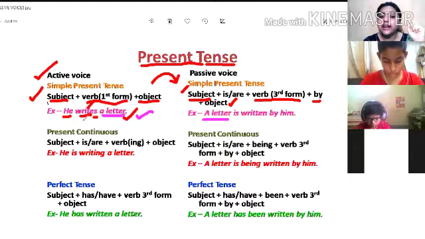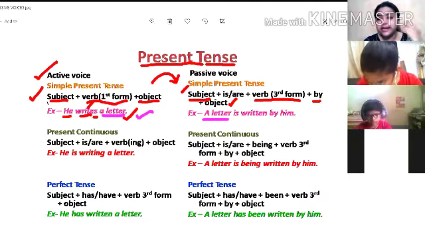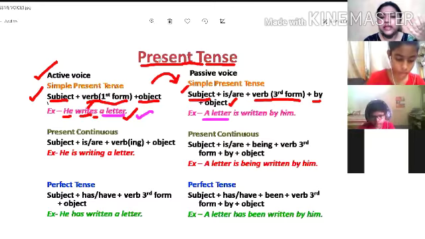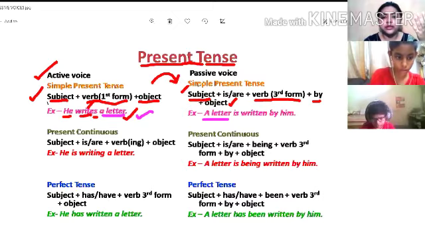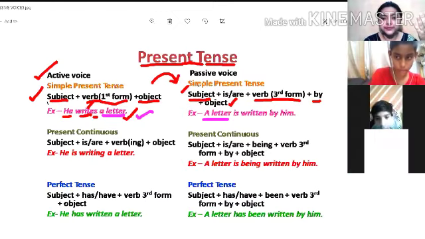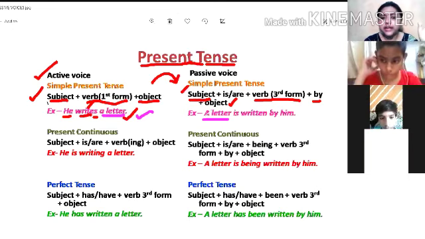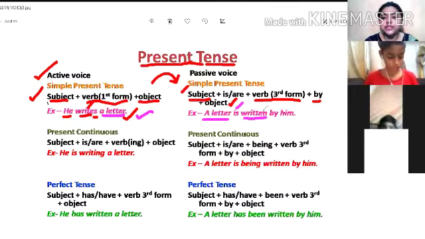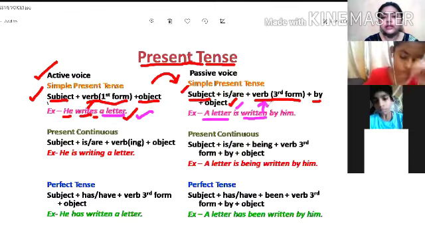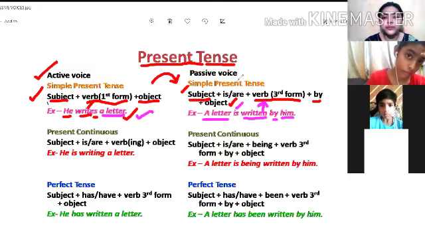Suppose we had: he writes letters, not a letter. Listen to it very carefully. If the sentence would have been he writes letters, more than one, plural, then here we would have used are. Letters are. But here it is a letter, so we will be using is, and then the third form of verb as it is given in the structure. The third form of verb: written by him. So this is how we change into the passive voice, and this is for the simple present tense.